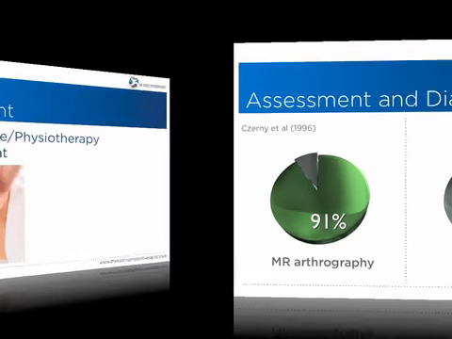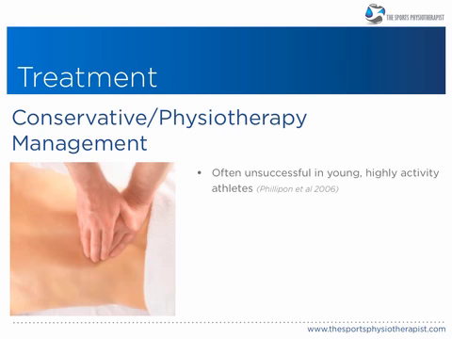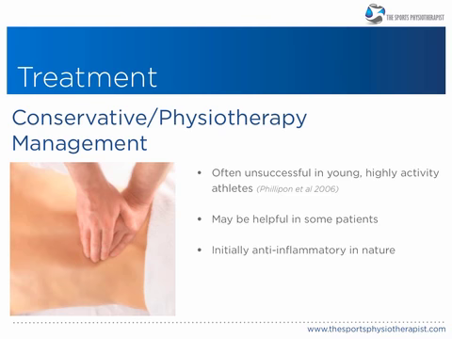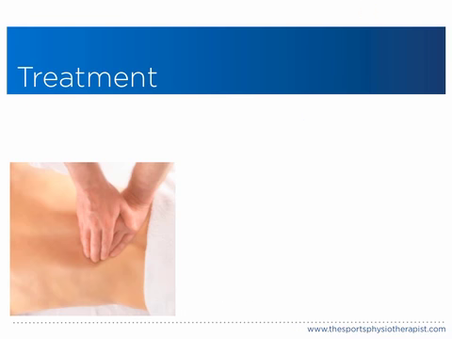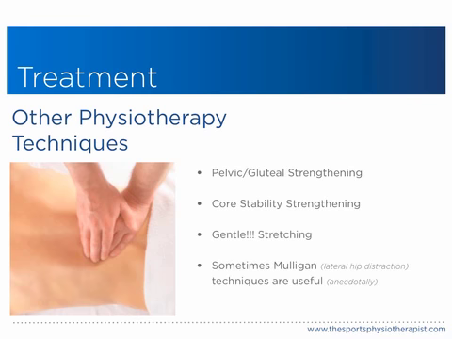Now to treatment. Conservative physiotherapy management, unfortunately, is often unsuccessful in young, highly active athletes. However, it may be helpful in some patients. Initially, the aims are anti-inflammatory in nature. This includes rest from aggravating activities and electrophysical modalities. Other techniques you may find useful in the early phases of treatment are pelvic and gluteal strengthening, core stability strengthening, gentle stretching, and sometimes Mulligan or lateral hip distraction techniques are useful.